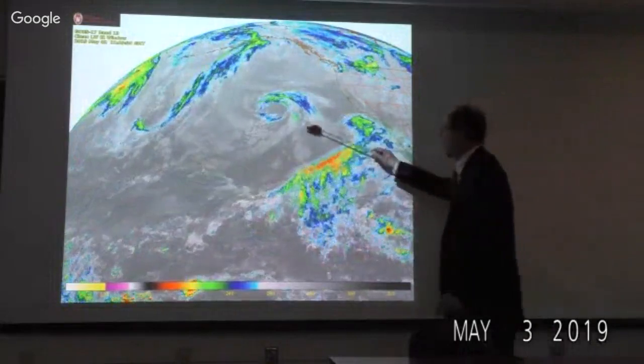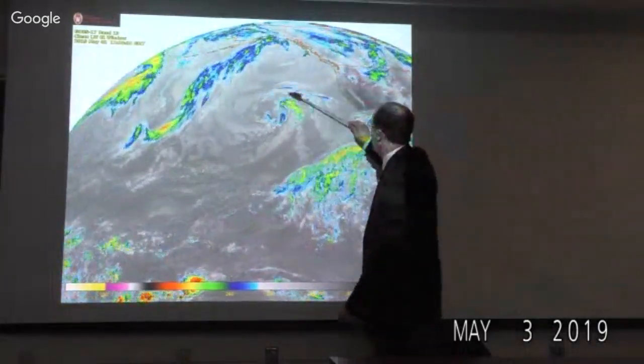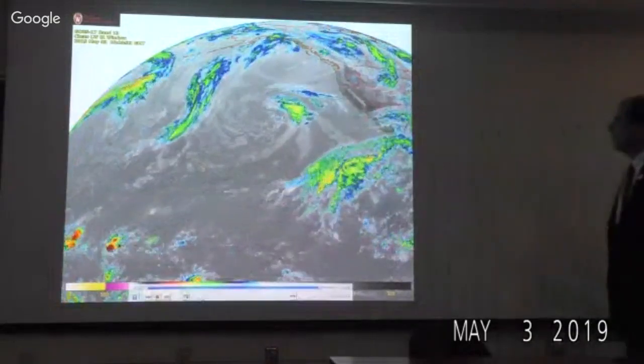But look at that in the lower clouds. You see this really nice looking frontal structure, both the cold and the warm front. Look quite nice.